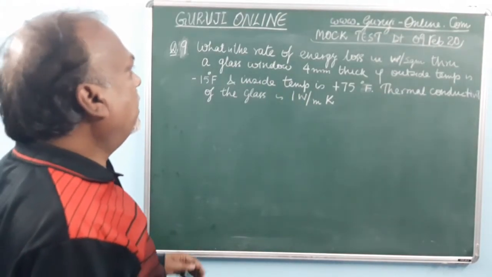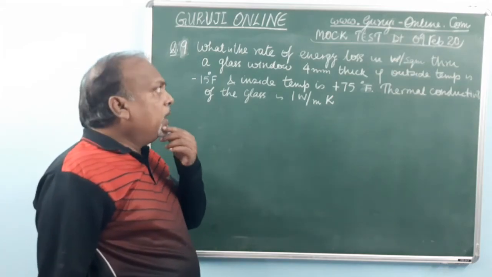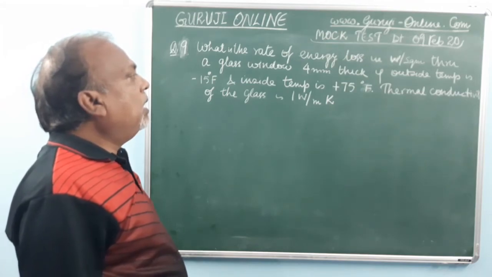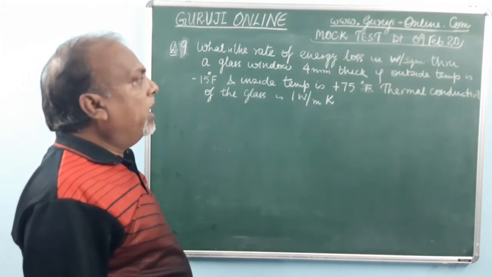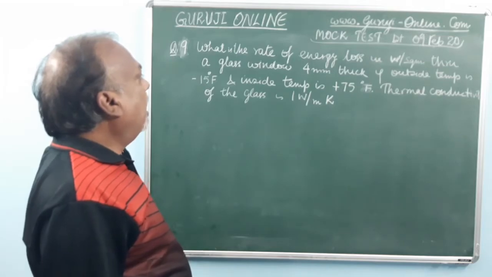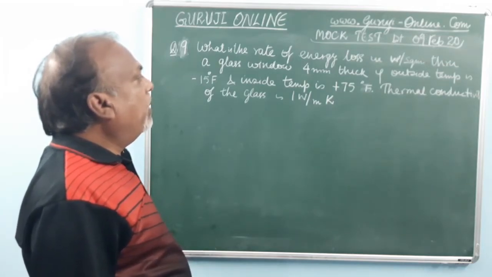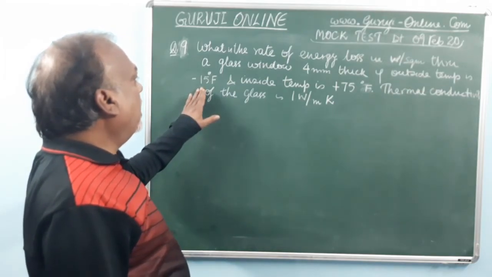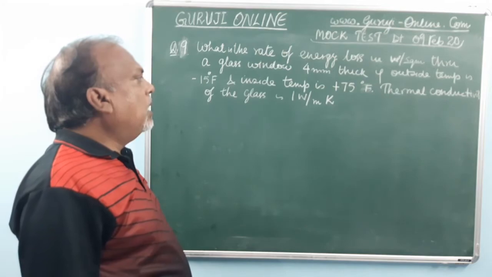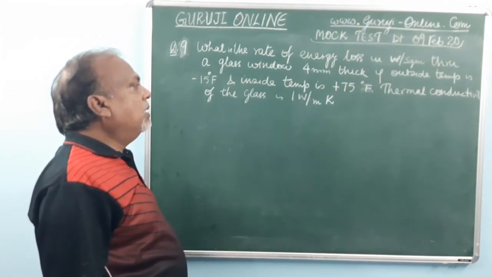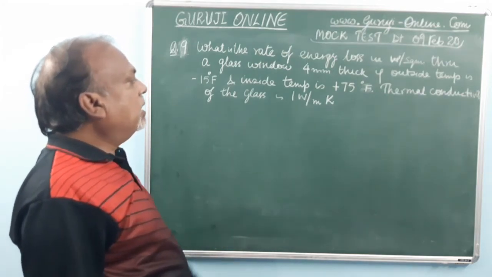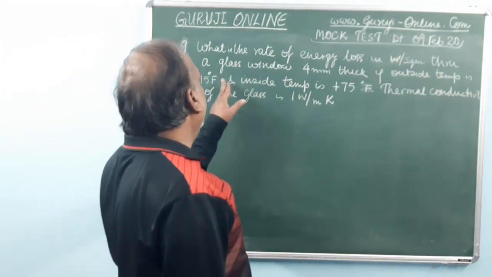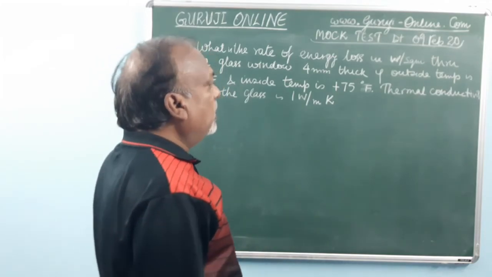Now this is the ninth question. It says, what is the rate of energy loss in watt per meter square through a glass window 4 mm thick if outside temperature is minus 50 degree Fahrenheit and inside temperature is plus 75 degree Fahrenheit. Thermal conductivity of the glass is 1 watt per meter Kelvin. It is given in Kelvin, it is given in Fahrenheit, so you have to see.